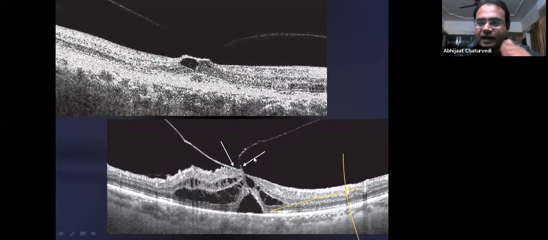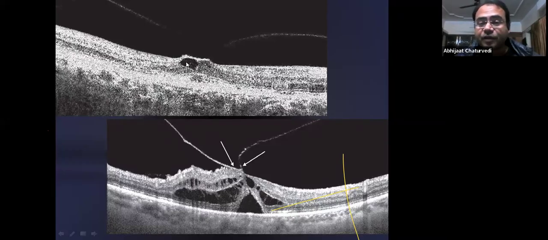It's not for the anti-VEGF purpose. You all must be knowing that after giving anti-VEGF injection or any other intravitreal injection, many a times PVD is induced, posterior vitreous detachment is induced. And if that detachment happens, this traction will go away. If that goes away, in time it settles down.